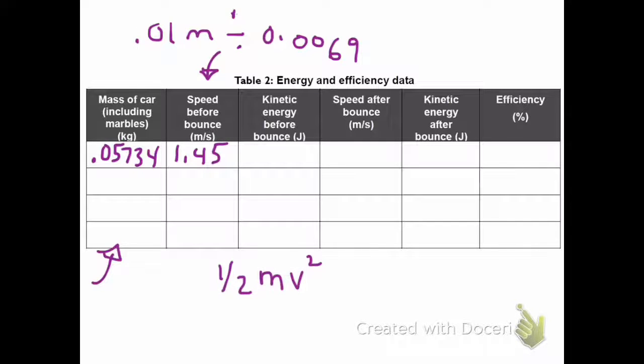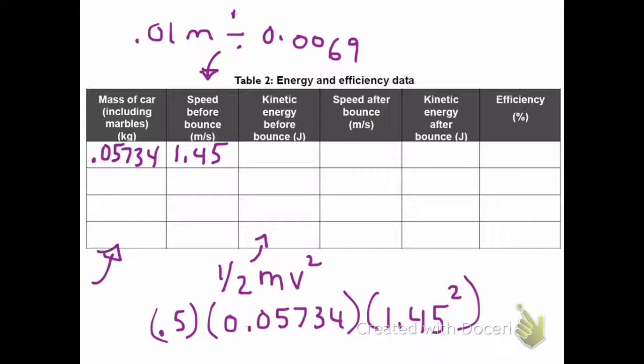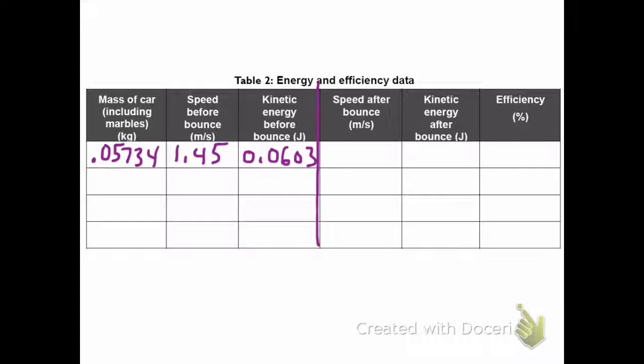The kinetic energy before the bounce is found by using 1/2 mv squared, and that is 0.5 times the mass of the car times the speed that I just calculated squared, and that'll give us an energy of 0.0603 joules. Now we're ready to calculate the speed after the bounce.